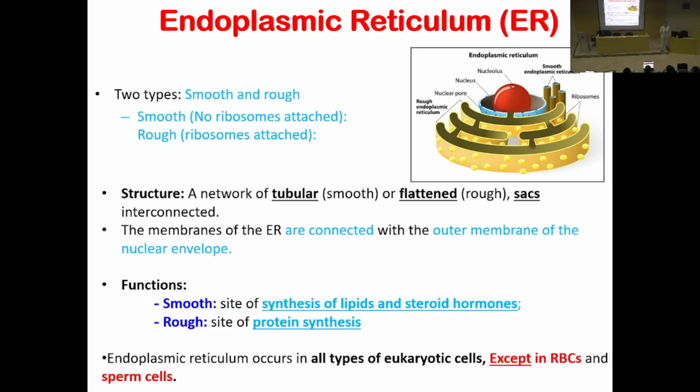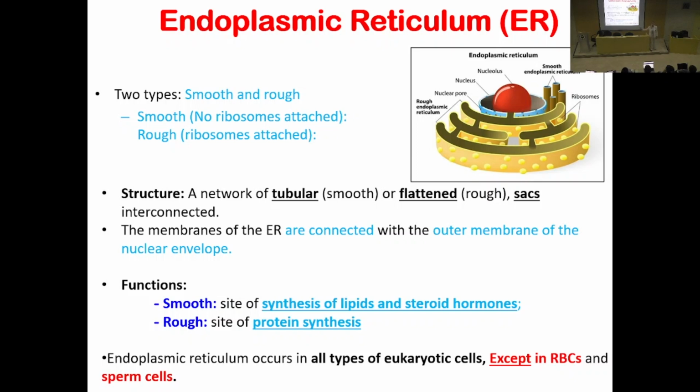So why would we bother to have endoplasmic reticulum and protein synthesis? There's no need. There's no nucleus, no DNA. So why would there be a machinery of protein synthesis? It doesn't make any sense. So that's why RBCs don't have an endoplasmic reticulum.